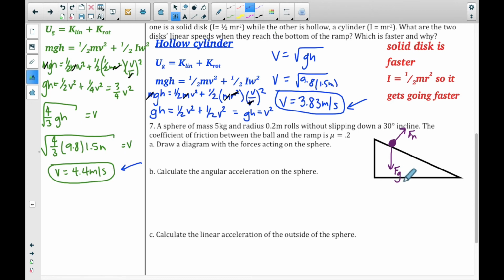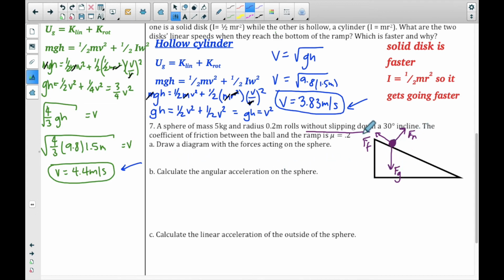And then it needs another force because what's going to make it roll? It's rolling without slipping. So do you remember what makes it roll without slipping? That is force of friction. And they give us the coefficient of friction, so that's another little hint that that's what's going to be happening. Okay, number 1, or A, draw a diagram with forces acting on the sphere. Did that. Here we go.